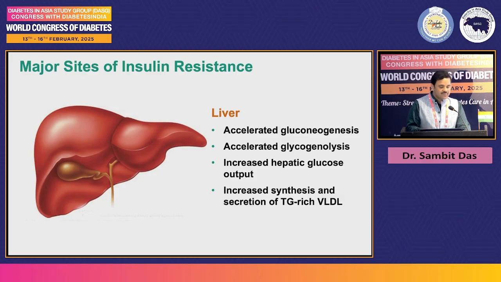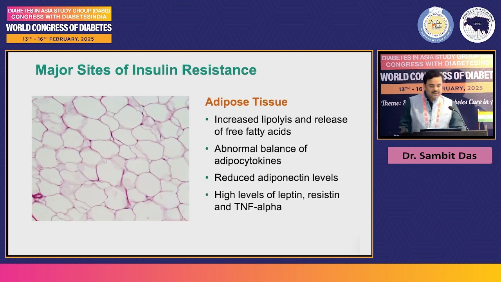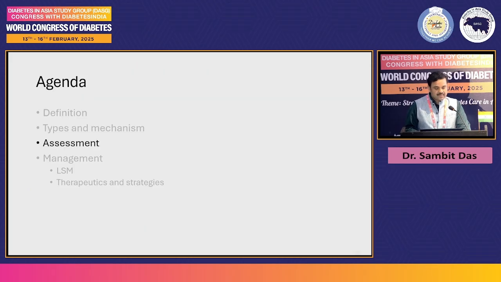In the liver, if there is insulin resistance, that can lead to accelerated gluconeogenesis, glycogenolysis, increase in the hepatic glucose output, and increased synthesis and secretion of triglyceride-rich VLDL. In skeletal muscle, if there is insulin resistance, then there is less uptake of glucose into the skeletal muscle, reduced glycogen synthesis, and increased deposition of triglyceride. In adipose tissue, it will lead to increased lipolysis and release of free fatty acids, abnormal balance of adipocytokines, reduced adiponectin, and increase in the leptin and resistin level.